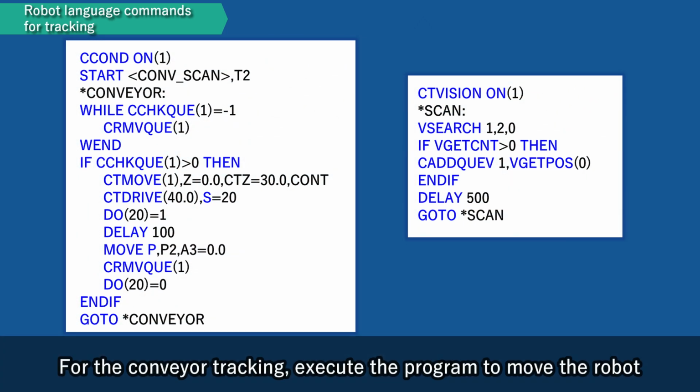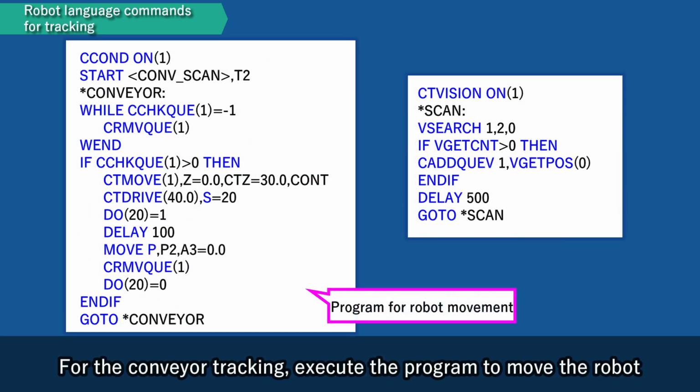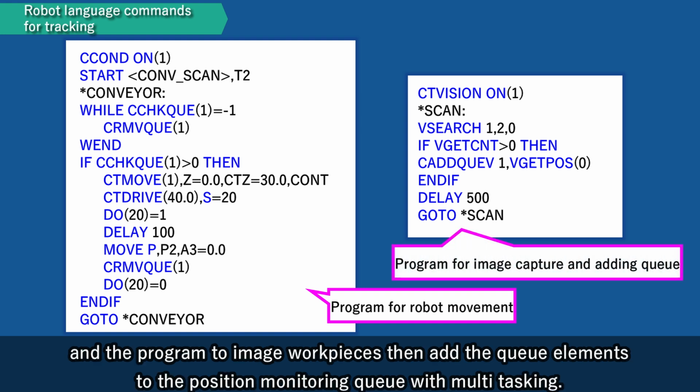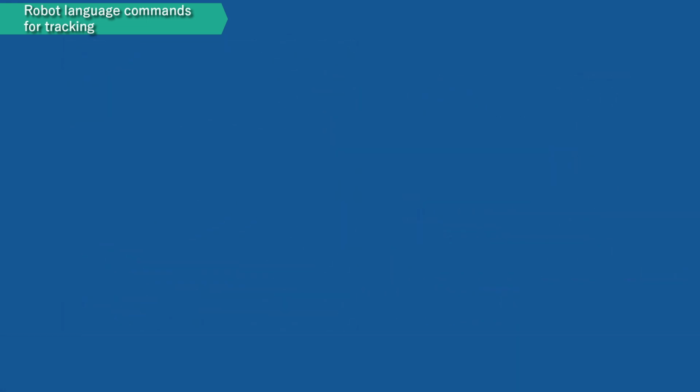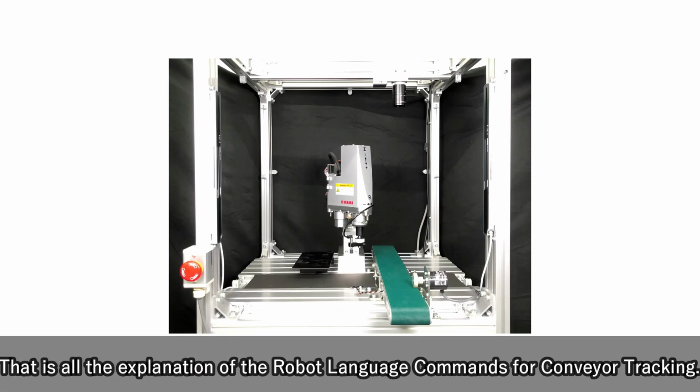For the conveyor tracking, execute the program to move the robot and the program to image workpieces, then add the queue elements to the position monitoring queue with multitasking. That is all the explanation of the robot language commands for conveyor tracking.